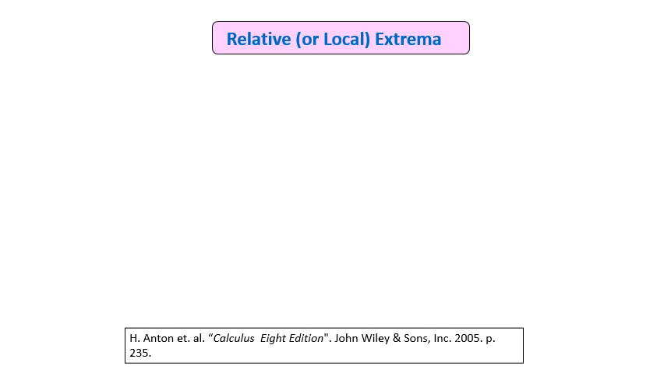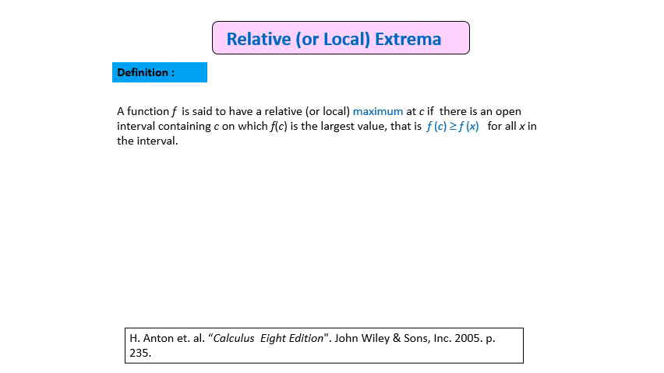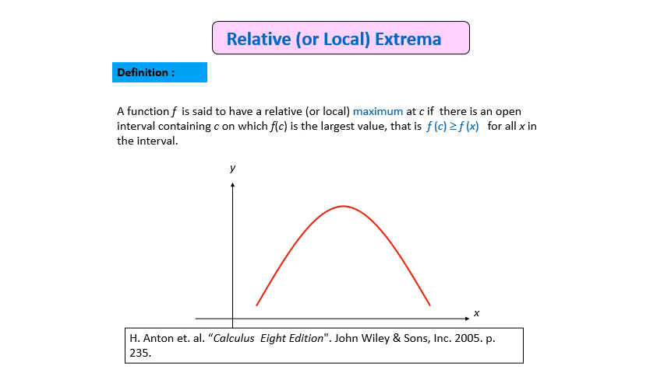So now we'll look at the relative or local extrema. So what is the relative or local extrema? The function is said to have a relative or local maximum in an open interval. So let's say like this. In this case, the top here is the maximum, okay? So here the maximum. If you want to make a sign table, we have the positive gradient, negative gradient, and on the maximum itself the gradient will be 0.